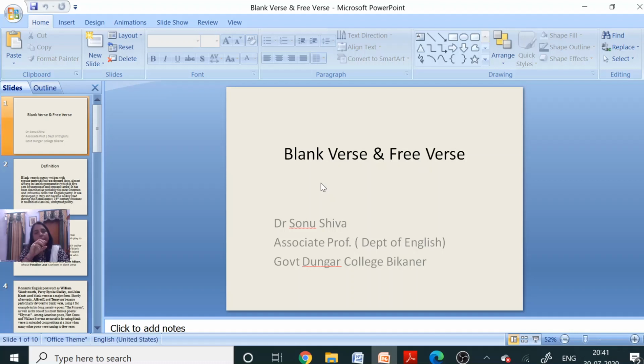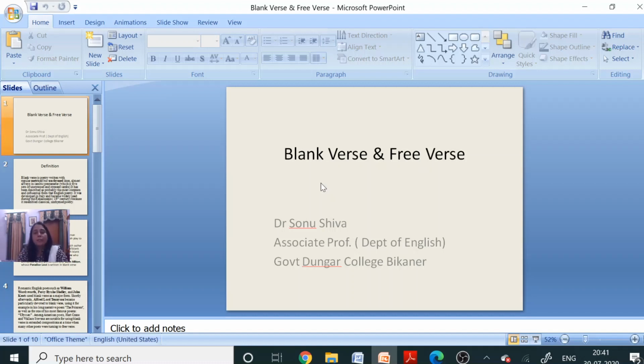In this way, there will be 5 pairs: unstressed, stressed, unstressed, stressed, unstressed, stressed, unstressed, stressed, and unstressed, stressed. So this way, these 10 syllables will be arranged and they will be rhyming in couplets. That means 2 lines, a couple, that is 2 lines rhyming with each other.